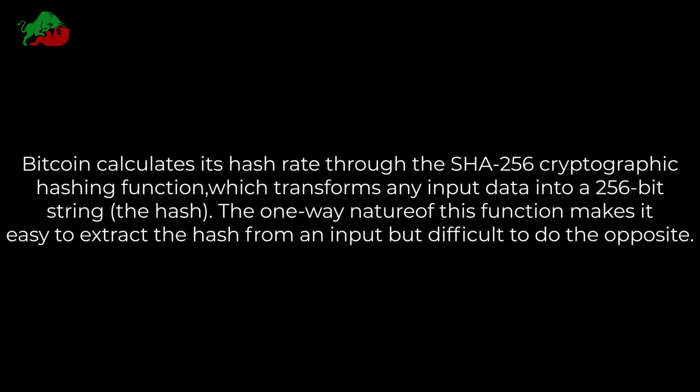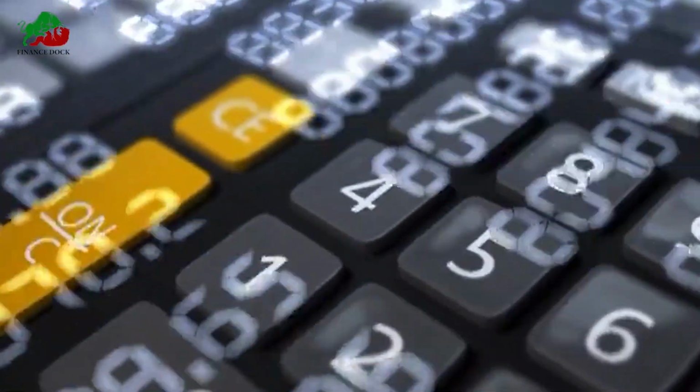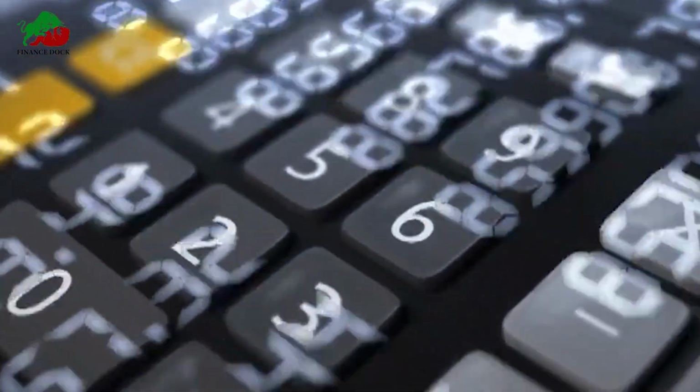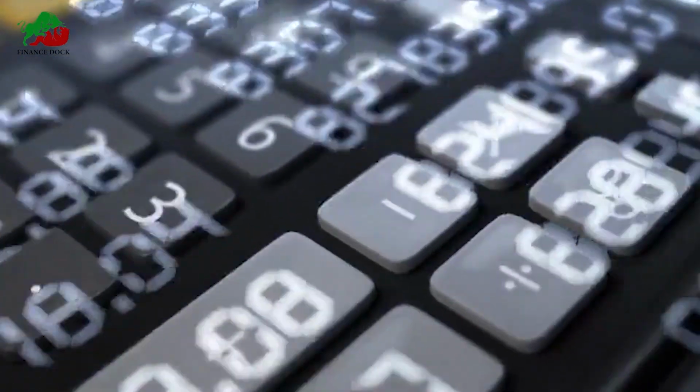One of the methods through which Bitcoin calculates its hash rate is the SHA-256 cryptographic hashing function, which transforms any input data into a 256-bit string, the hash. The one-way nature of this function makes it easy to extract the hash from an input but difficult to do the opposite. A hash rate is a measurement of how many calculations can be performed per second and can be expressed in billions, trillions, quadrillions, and quintillions.